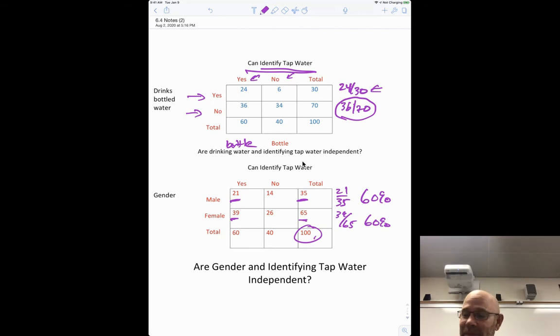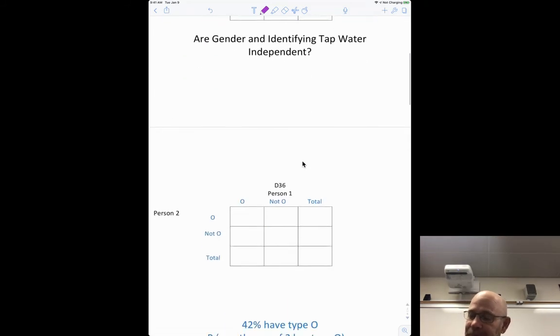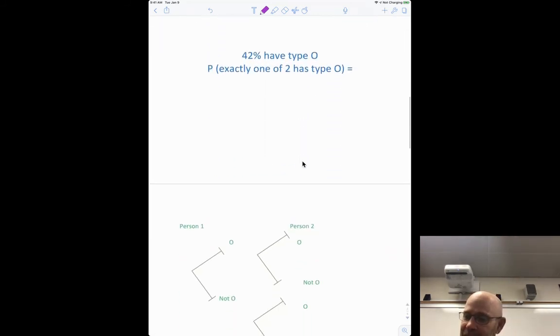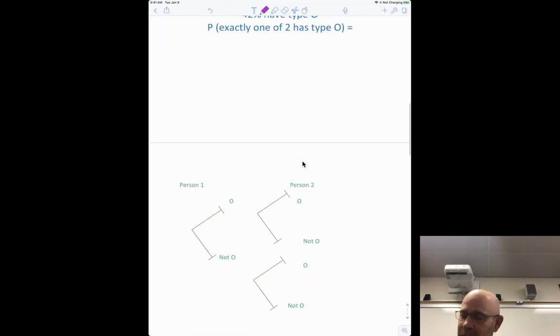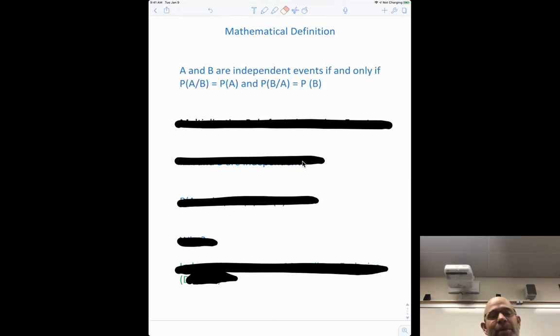So we're going to look at this a little bit more mathematically. So the mathematical definition for independence looks like this. All right. A and B are independent events if and only if the probability of A given B is equal to the probability of A, and then also the probability of B given A is equal to the probability of B. So they both have to work.